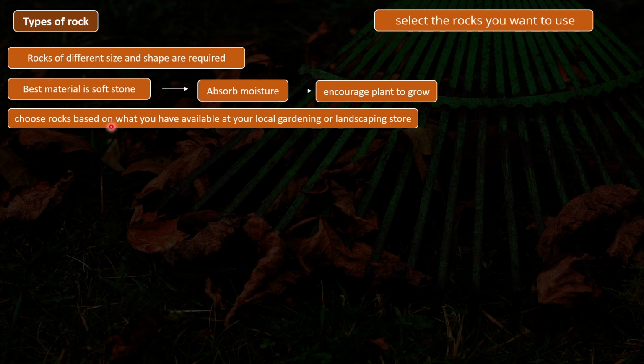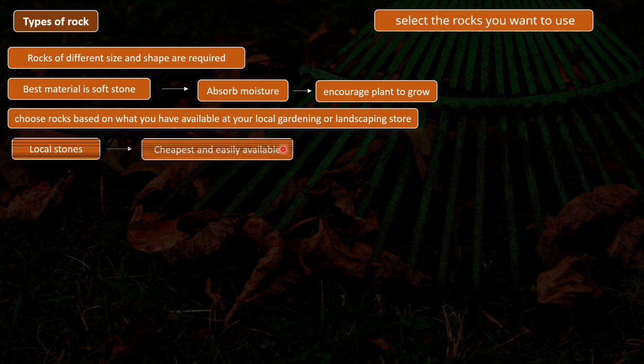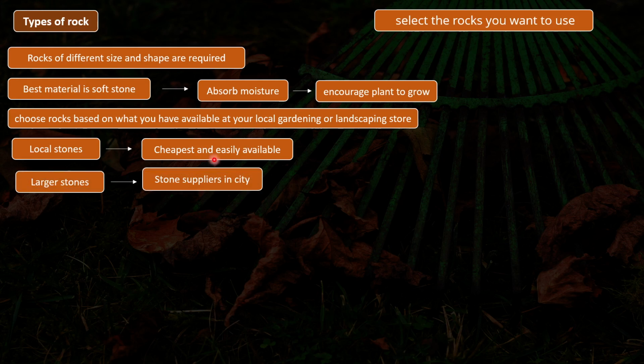So whatever is available at your local gardening store or landscaping store, go there and purchase that rock. Obviously decide on what rock you want to have, but it is always better that you choose the local rocks that are available. If you get local stones, that is, stones that belong to your area, they are the cheapest and most easily available ones. So always go for local stones.